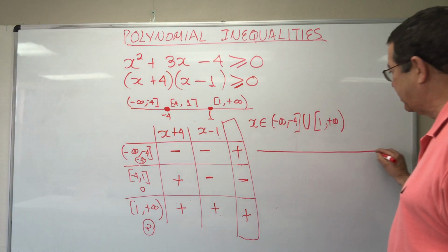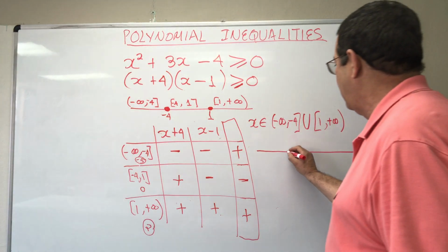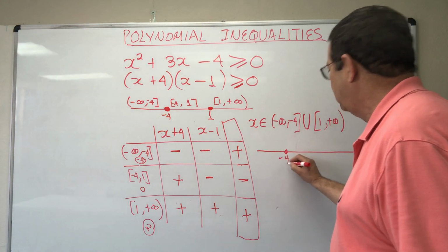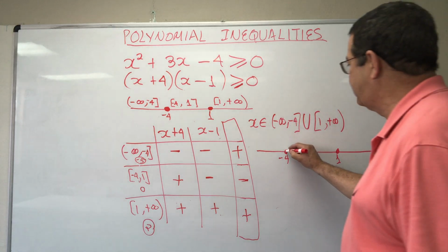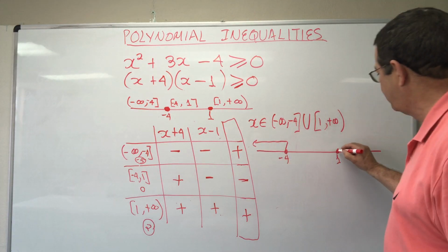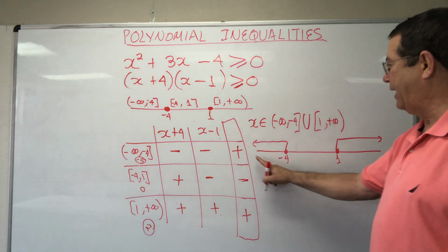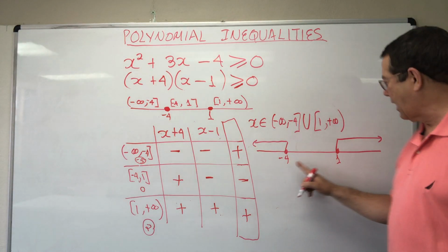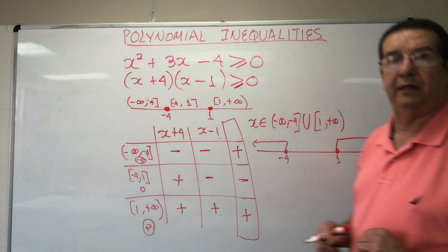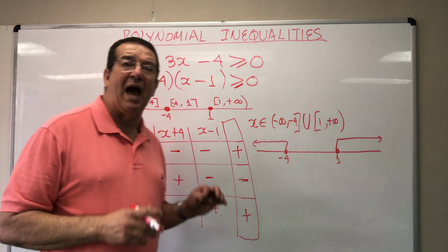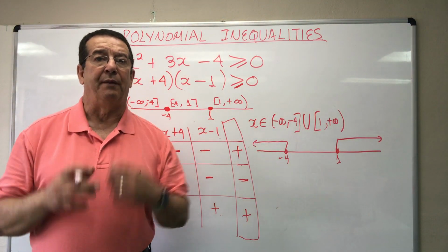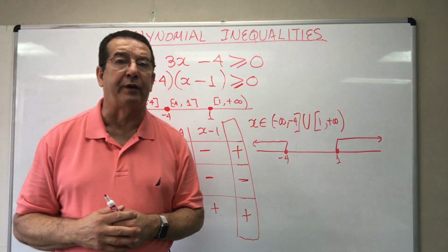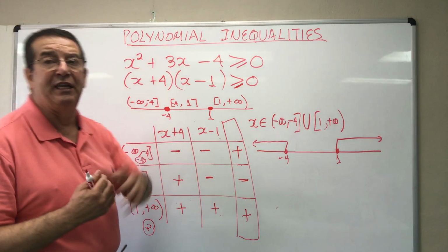Graphically, I need to see the graph. You write here negative 4, and you write here 1, and now your solution is like this. From negative infinity to negative 4, and from 1 to positive infinity. That's a way to find the answer of this problem when you're going to solve a polynomial inequality, okay?